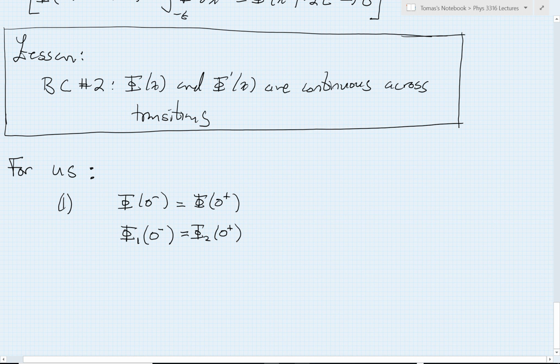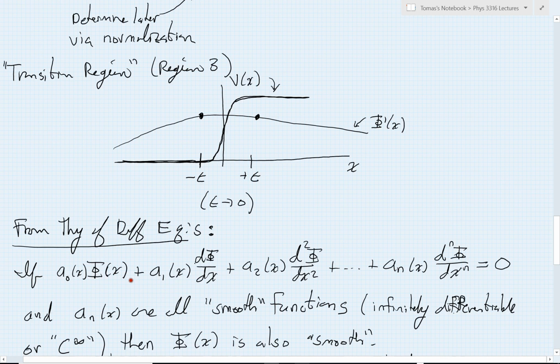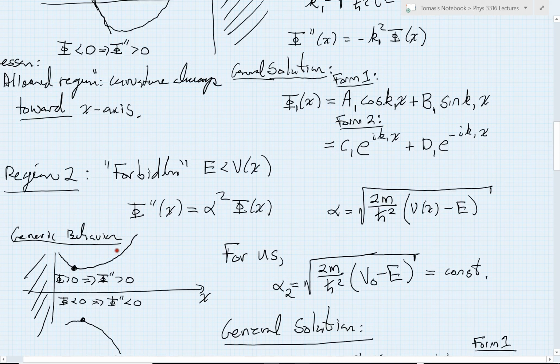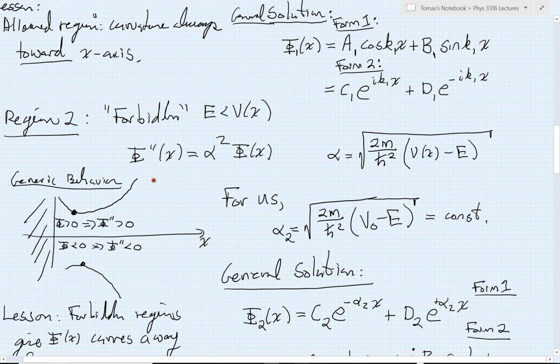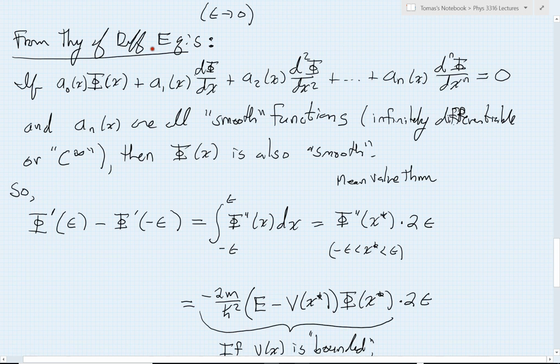And now phi 1 itself, I had a generic form for, right? I had a general solution, a1 cosine plus b1 sine, or I have form number 2. But I really like form number 1 here because I'm going to be putting 0 in for x. And then when I take the sine of 0, this term will just drop out. So I really like form 1 for these types of matching conditions. So we'll go with that then.